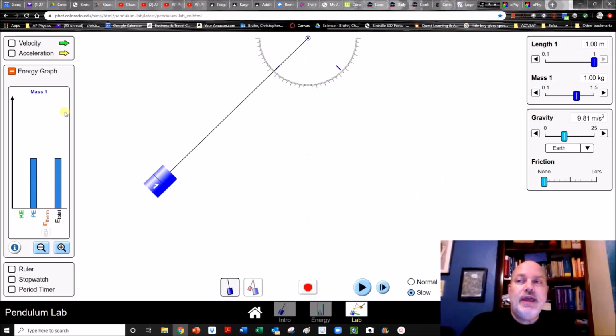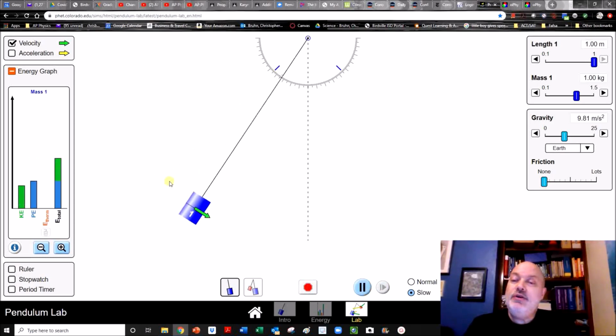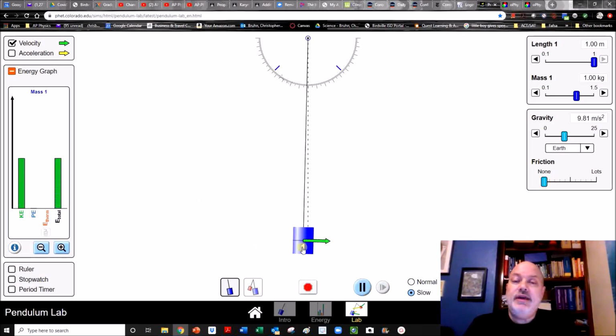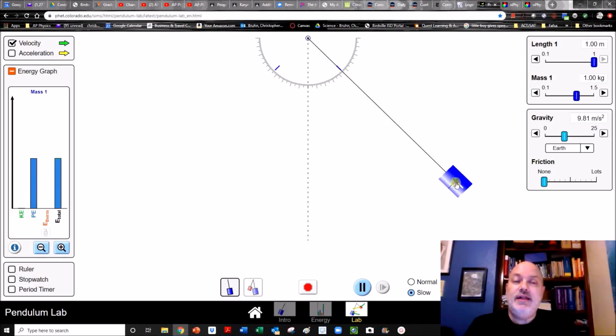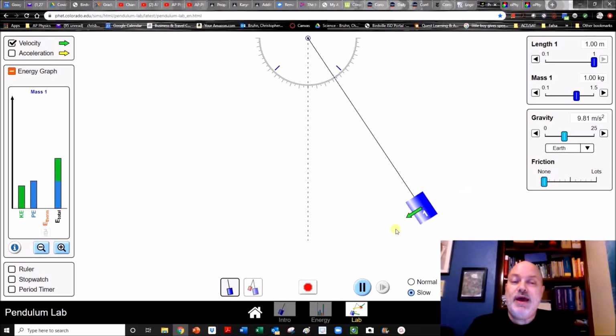Now let's take a look at the velocity and acceleration vectors for a pendulum. So let's start with the velocity vector. And notice it was 0 when we started. It's maximum at the bottom. It's 0 at the end. And it's always tangent to the pathway we're taking.